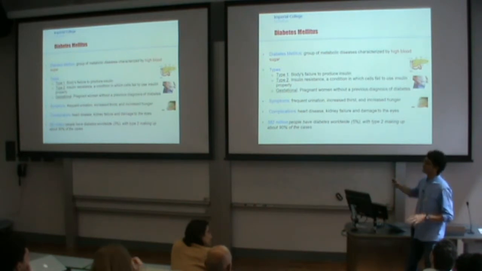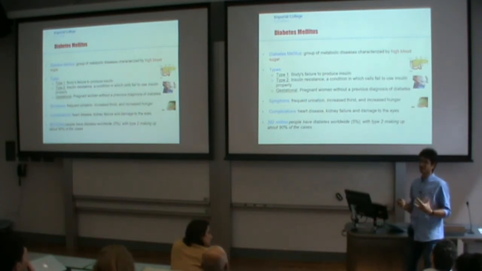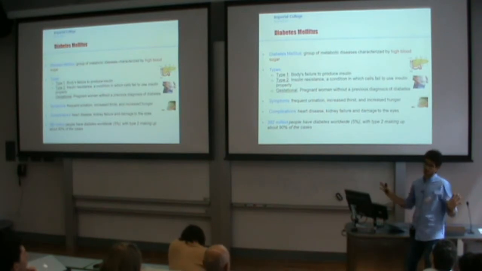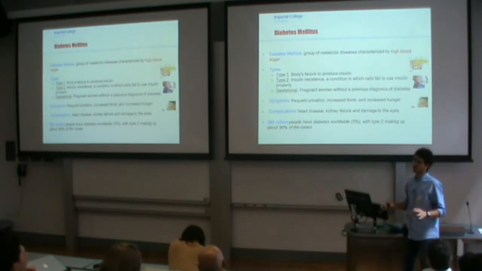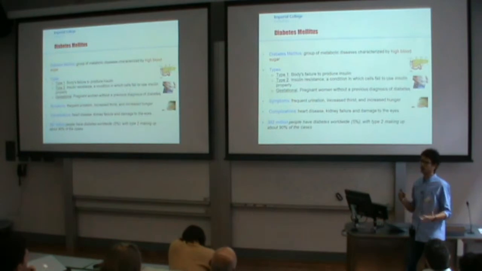There's type 2, the most common one, which is related to lifestyle, like obesity and lack of exercise. It's when your body is resistant to insulin. So you produce insulin, but your body says, no, that's not enough, you need more insulin. And in the end, your pancreas can say, sorry, I'm not able to produce this insulin, and also stops producing insulin. And finally, gestational diabetes is more related to hormone levels, but you are also resistant to insulin, in pregnancy.